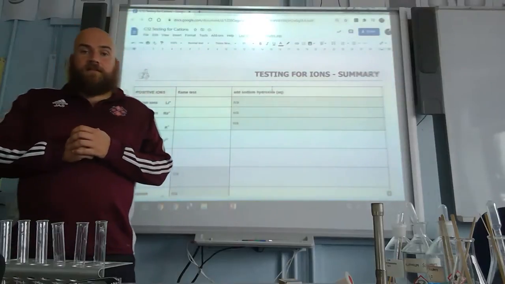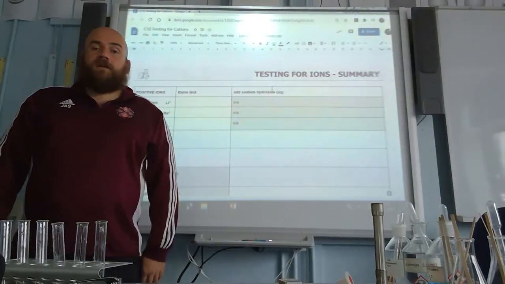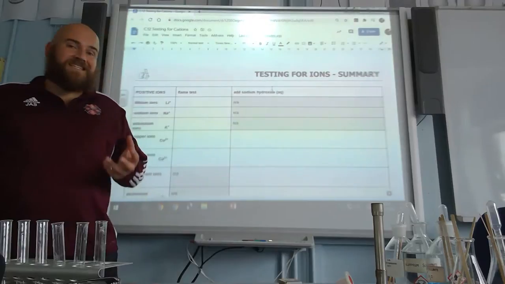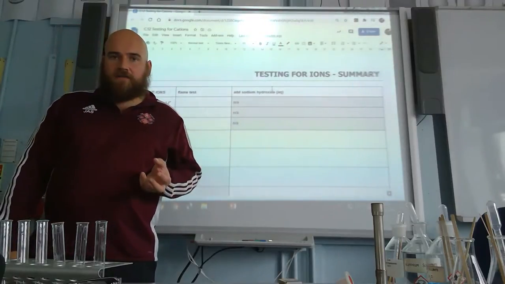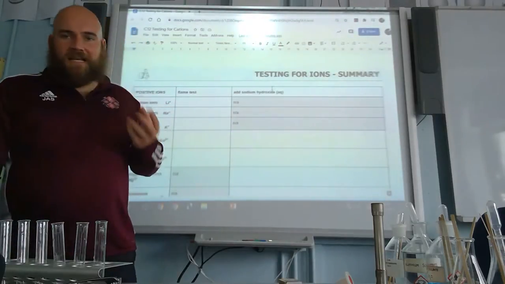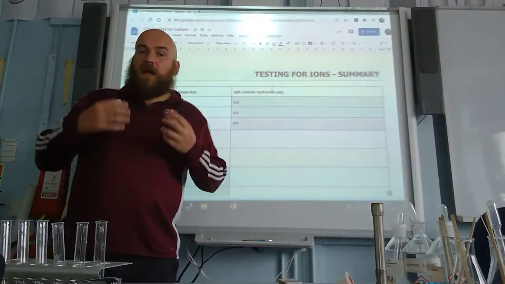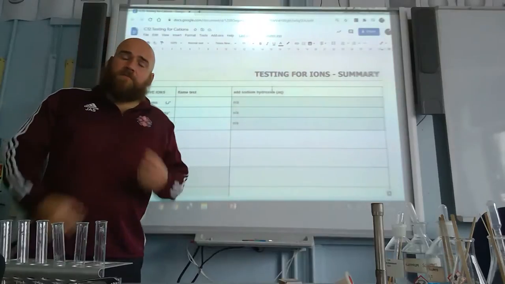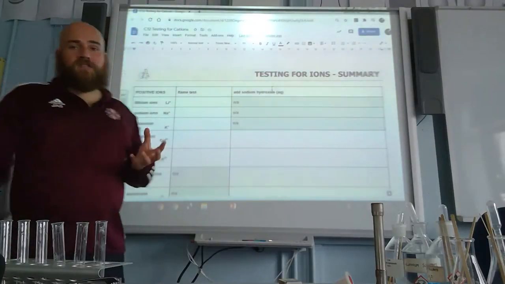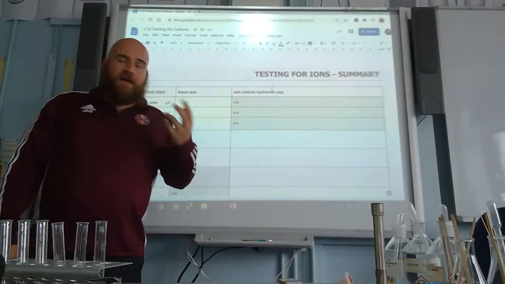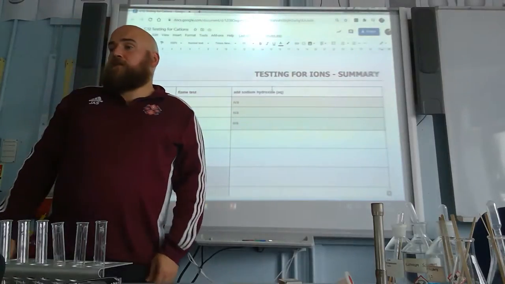We're going to have a look at the next part of the C12 chemical analysis topic, which is all about testing for positive ions. So this whole chapter is about analyzing chemicals and compounds, what evidence we can get, and how we can identify what makes up a particular compound. Today we're going to be looking at positive ions. There's another lesson after this on negative ions, but we're just going to focus on positive ions.